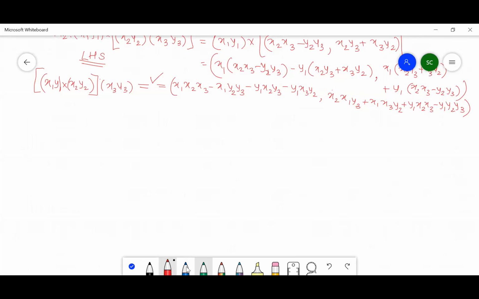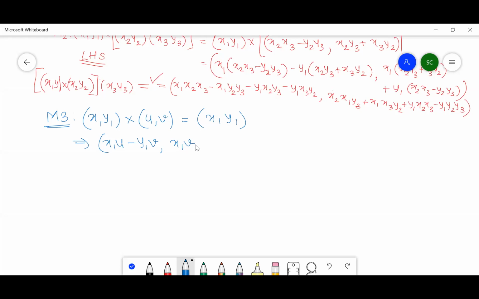M3 says if you have (x1, y1) multiplied by something (u, v) should give you (x1, y1), right? So now our definition of multiplication gives x1 u minus y1 v and x1 v plus y1 u, which should be equal to (x1, y1), and therefore we are supposed to search for what u and v are.